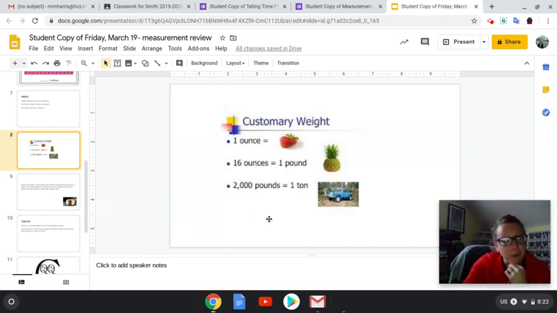And we don't do tons, but remember, 2,000 pounds equals 1 ton. Are ounces really small measurements or something heavy? Very good. It'd be something that weighs really light. Pounds we use to measure heavier things: people, furniture.